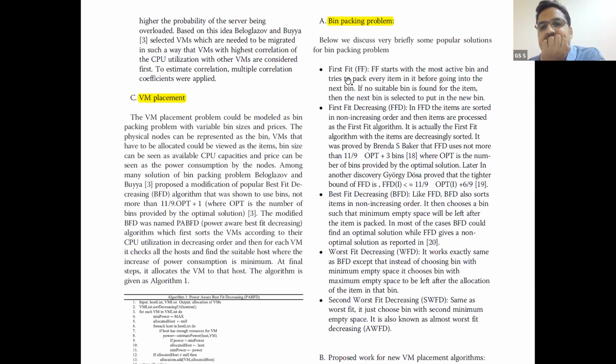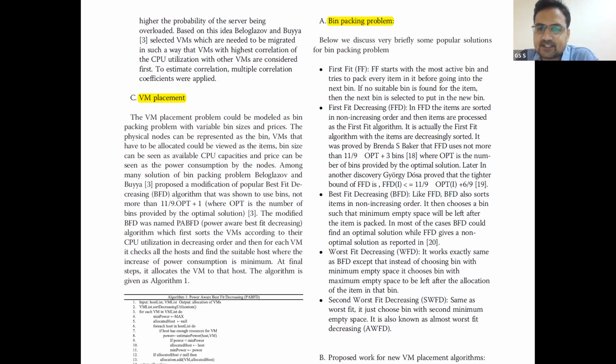The first algorithm is known as first fit. We have seen such an algorithm when we were doing disk allocation in operating systems. What does first fit do? First fit starts with the most active bin and tries to pack every item in it before going into the next bin. If no suitable bin is found for the item, then a new bin is selected. So where enough required resources are available on a physical server, you keep it there. The server where you did the recent allocation, we will choose that server and keep this VM there. This is known as first fit.